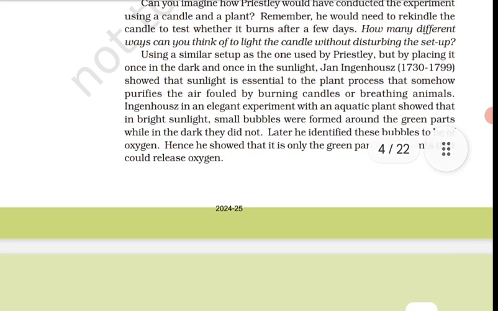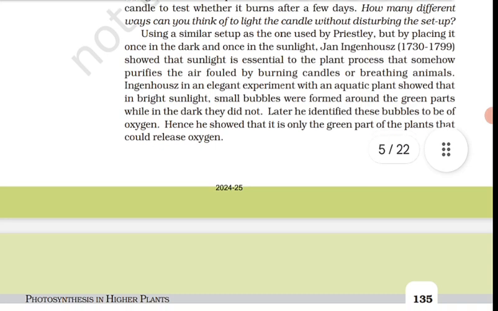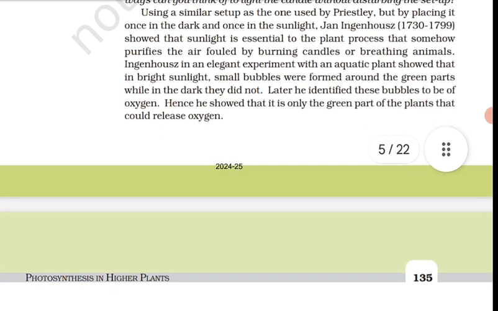Next, early experiments. It is interesting to learn about those simple experiments that led to a gradual development in our understanding of photosynthesis. Joseph Priestley, 1733 to 1804, in 1770 performed a series of experiments that revealed the essential role of air in the growth of green plants. Priestley, you may recall, discovered oxygen in 1774.